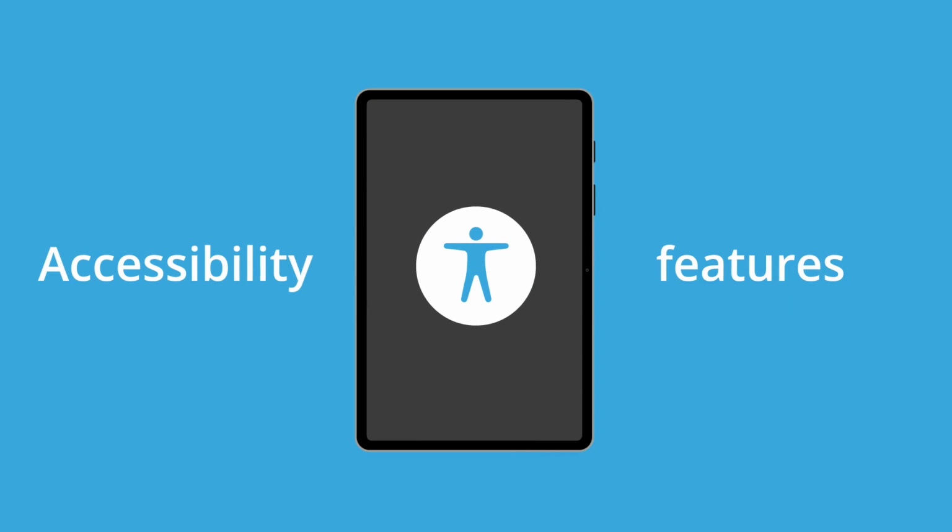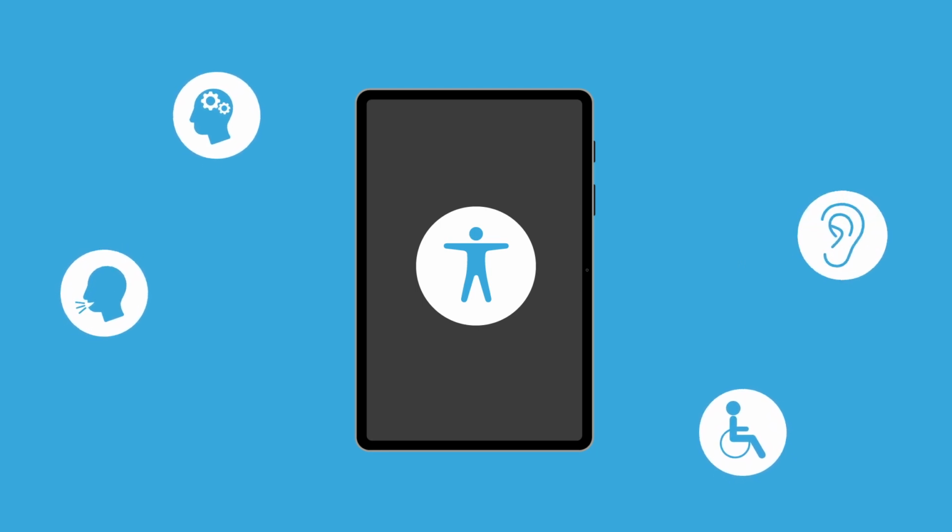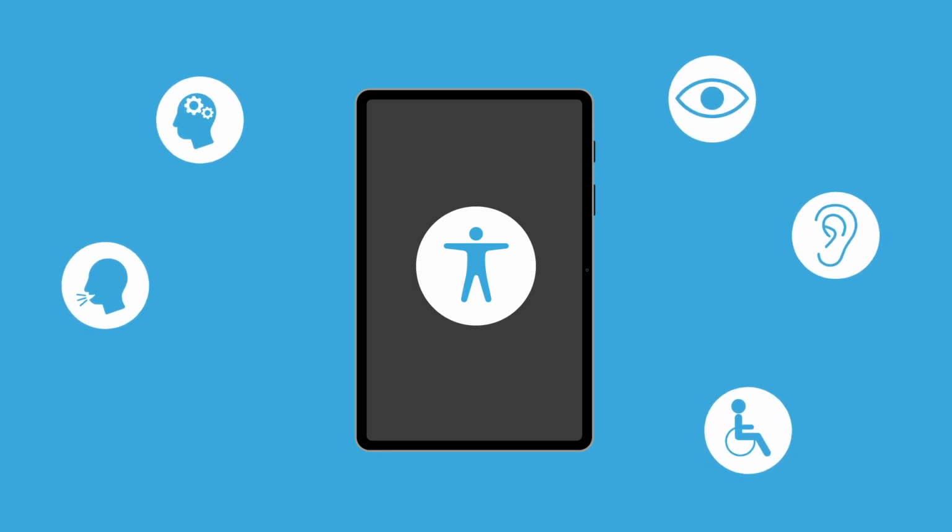Accessibility features are designed to help make your Android tablet easier and more comfortable to use. This is especially useful if you are hard of hearing, have impaired vision, or find it difficult to use the touchscreen.